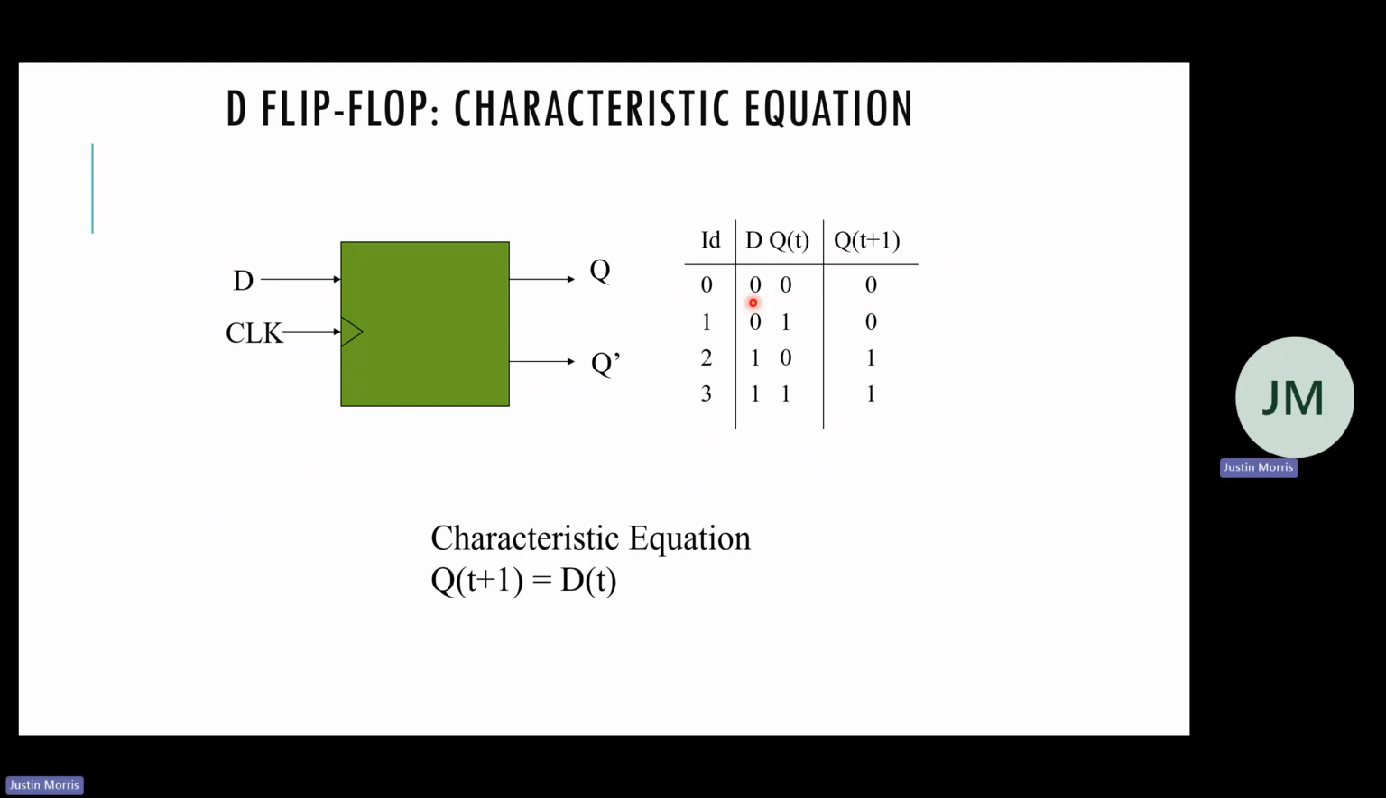But until the next clock cycle, I'm going to store that input as Q of T for a whole clock cycle. I capture it at the positive edge, and then I capture the next input at the next positive edge. And during that whole clock cycle until the next positive edge, I output what was input at the previous positive edge.